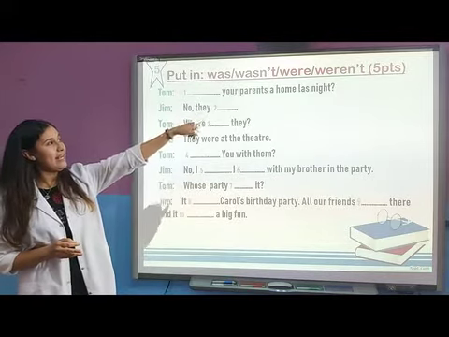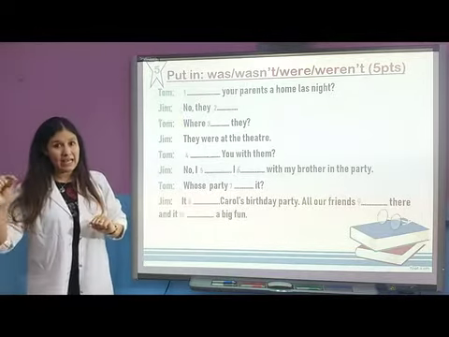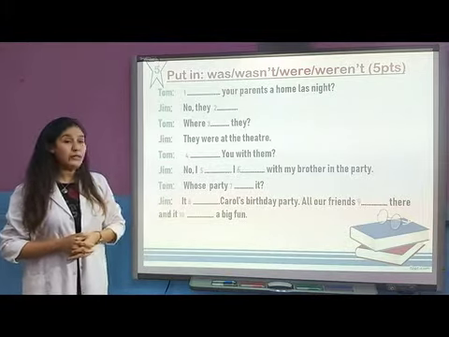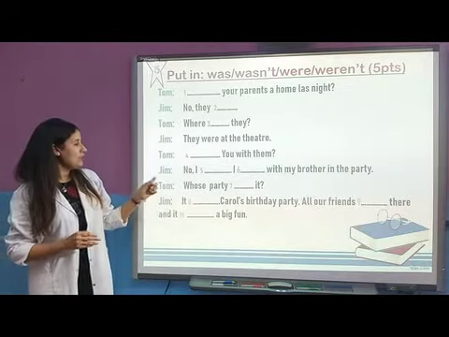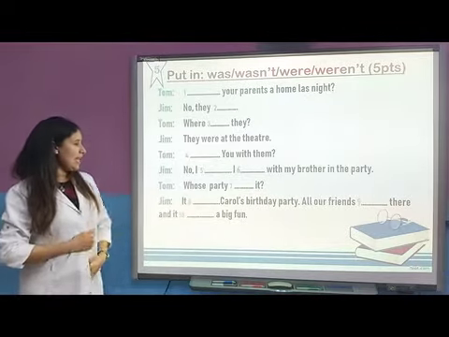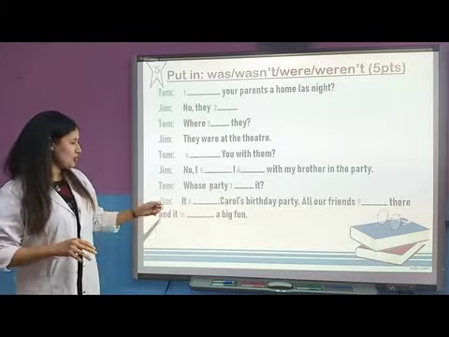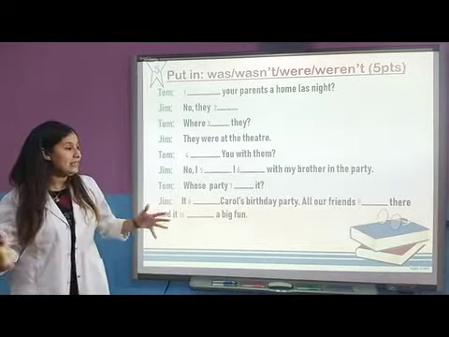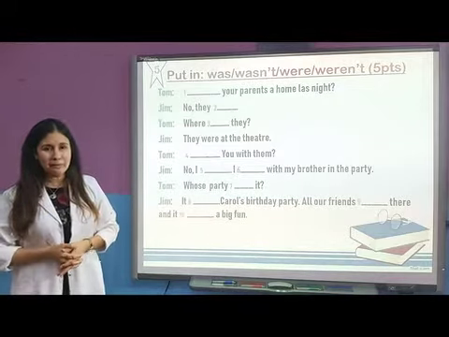We have L-A-S-T. A T is missing. No, Jim, no, they, gap. Tom, where, gap, they. Jim, they were at the theater. Tom, gap, you with them. No, I, gap, I with my brother in the party. And Tom asked again, whose party, gap, it? His friend answered, it's, gap, Carol's birthday party, and all our friends, gap, there, and it's, gap, a big fun.